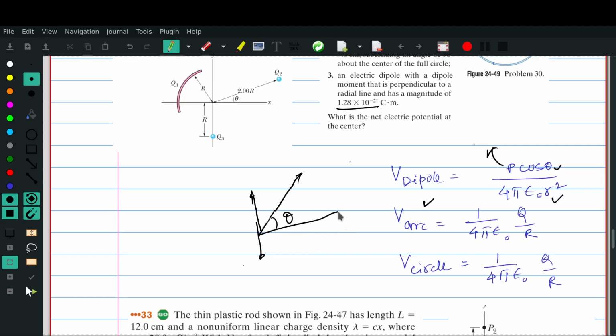Now, when you are measuring anything exactly at this perpendicular point, then this theta becomes 0, right? And this cos theta becomes 1. So you can just throw this cos theta away for this configuration.